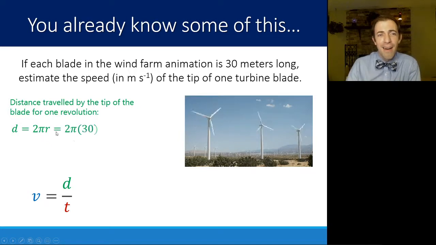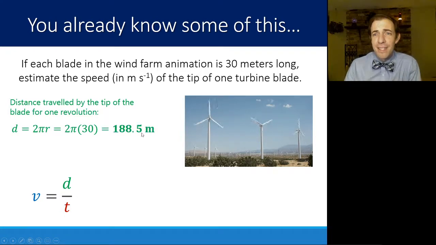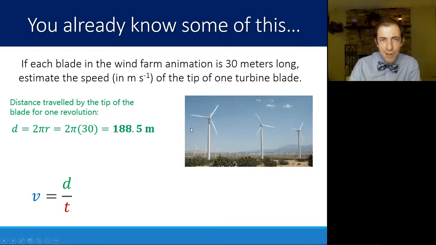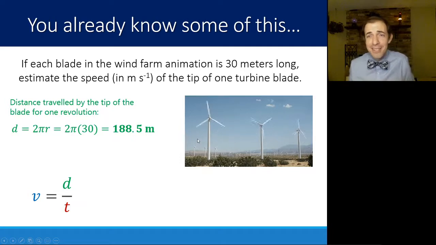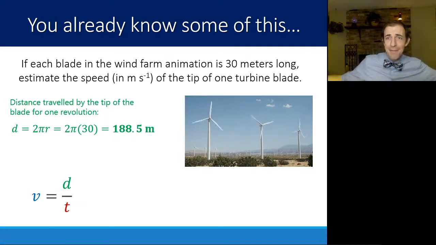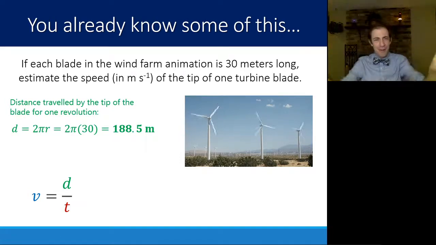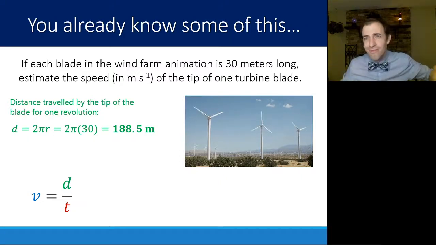So 2 pi r goes to 2 pi times 30, because the radius here is 30 meters. That gives us a total distance around this circle that's being traveled of 188.5 meters. Now, in this case, it doesn't matter that it's in a circle. That could be 188.5 meters. If you took a string around that whole distance and then just stretched it out, that'd be fine.